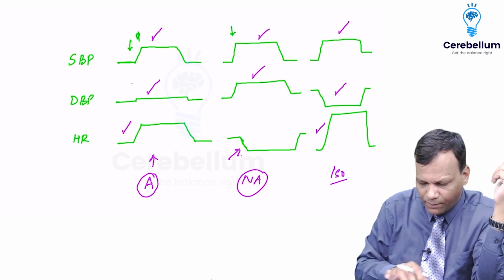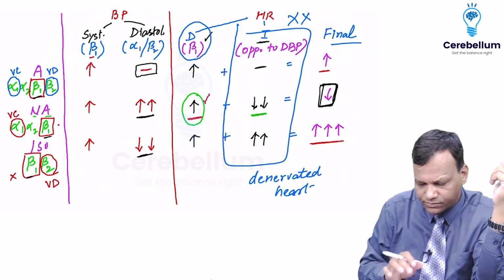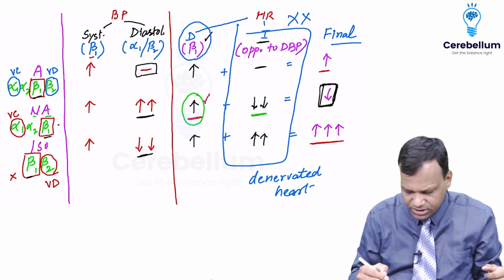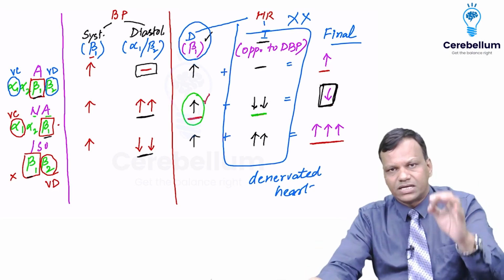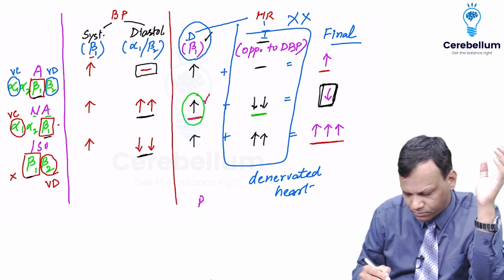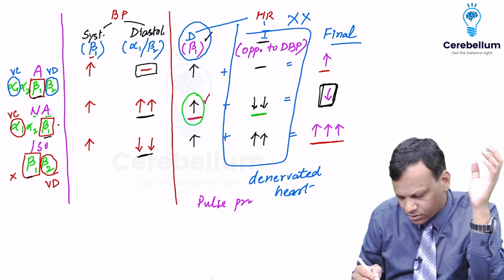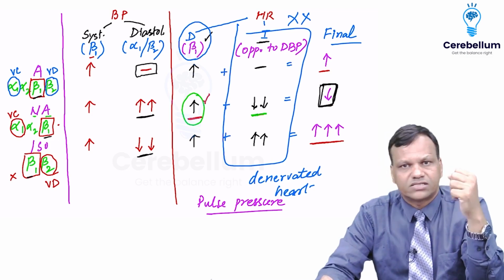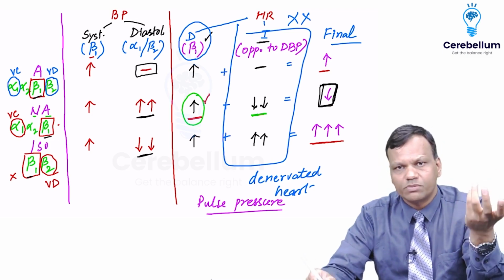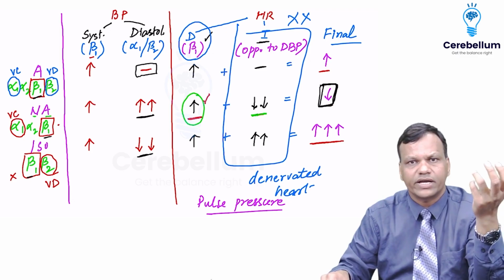Okay. Now, apart from this, you can also find some more things. If you see carefully, if the question is asked, which of the following drug cause maximum increase in pulse pressure? Pulse pressure. So what is pulse pressure first? Tell me, what is pulse pressure? It is systolic BP minus diastolic BP. That is pulse pressure, the difference between systolic and diastolic.